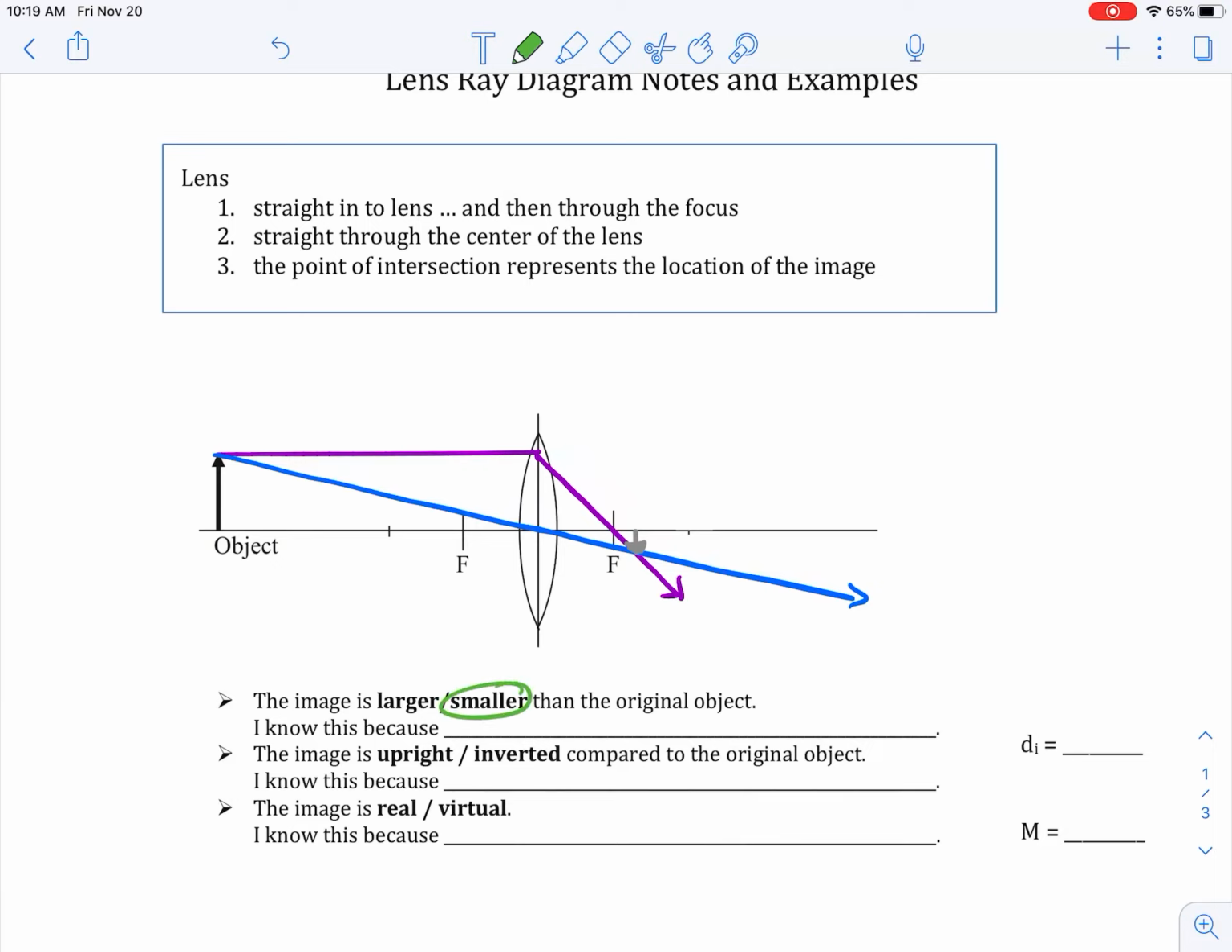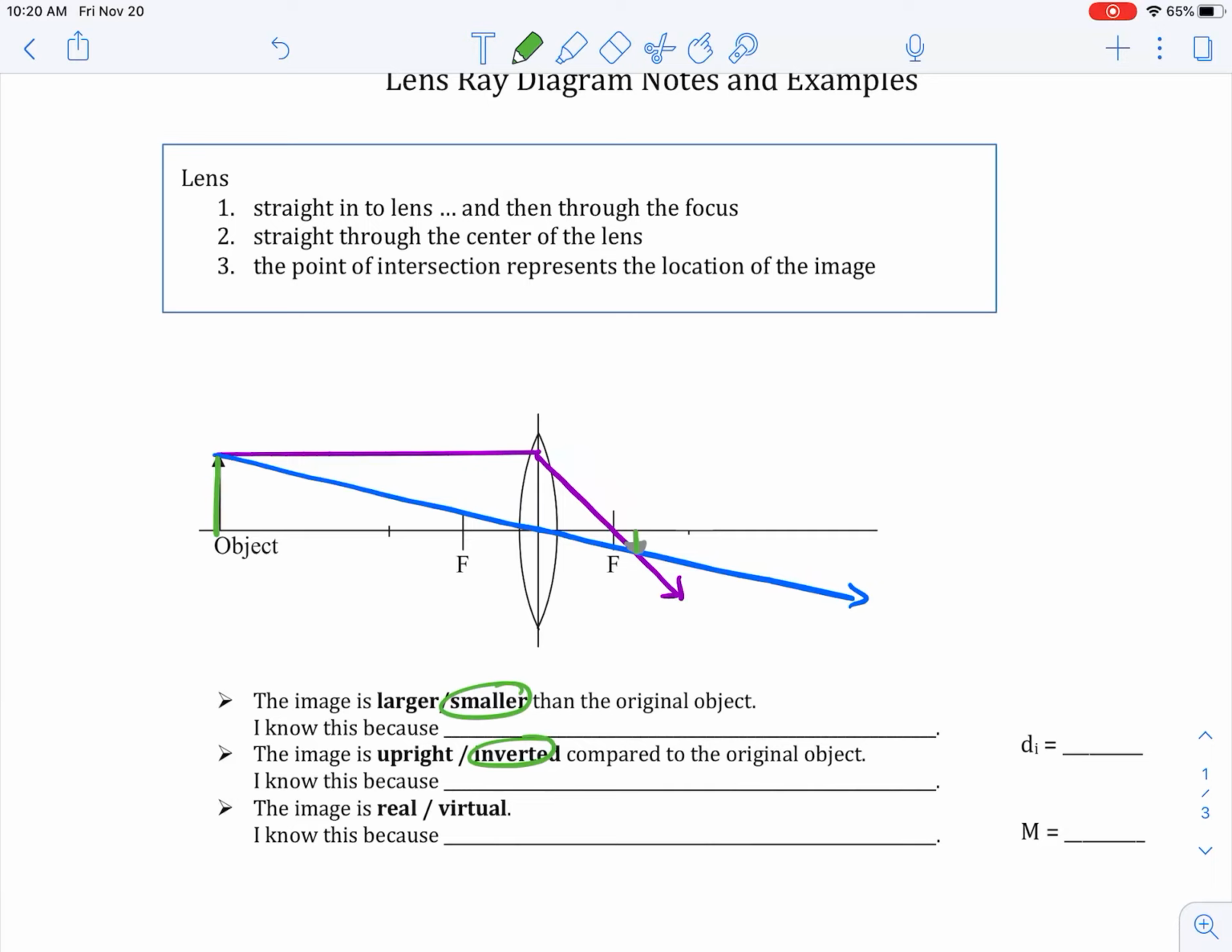Okay, so this is going to be our image. This being our image is going to be smaller than the object, and I know this because the line for my image is shorter than the line for my object. Here's the length of my image. Here is the length of my object. It is indeed a shorter length.